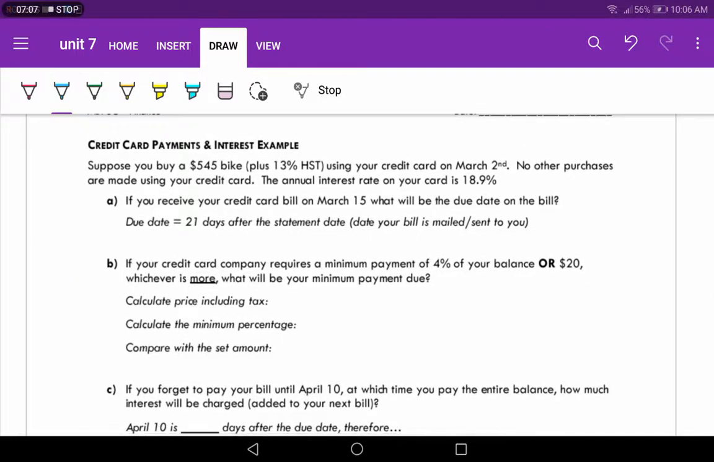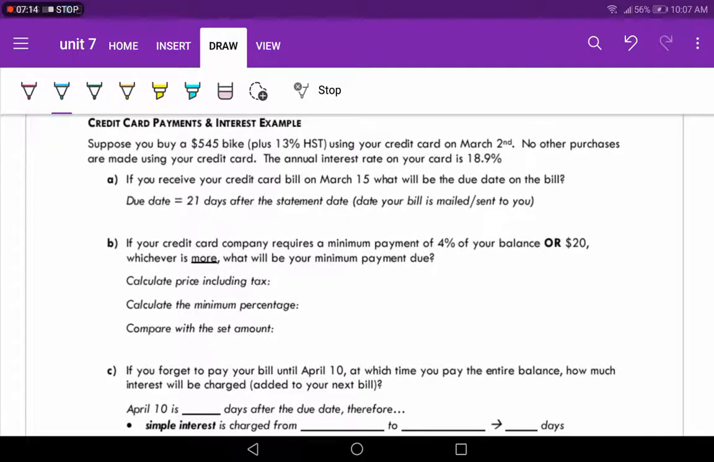Okay, so moving on to kind of the math side of it, now that we have a bit of background on credit cards, we're going to be talking about payments and interest. So suppose you buy a $545 bike, so that would be plus that 13% HST, using your credit card on March 2nd. No other purchases are made using your credit card. The annual interest rate on your card is 18.9%. So that is a realistic example, and you can see that that's quite high, right?